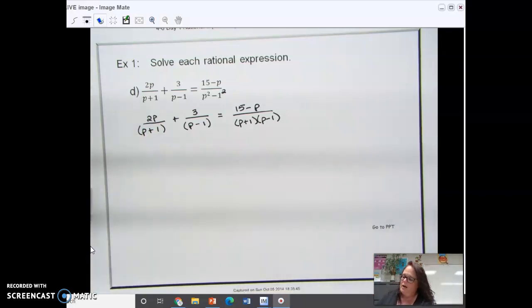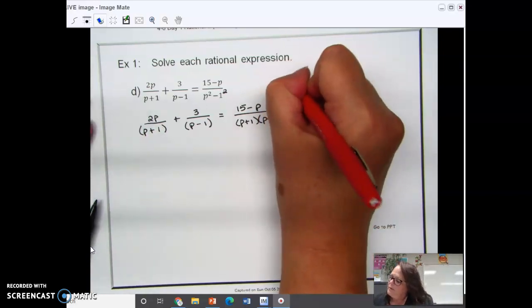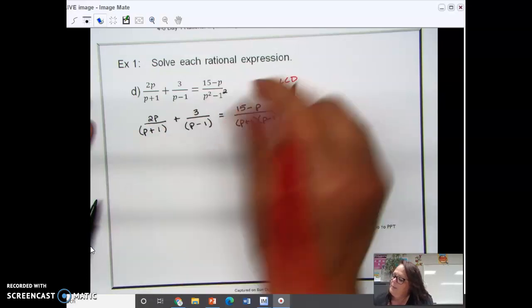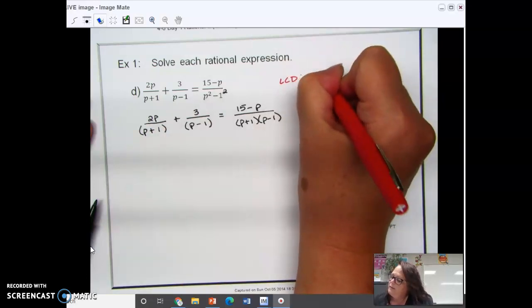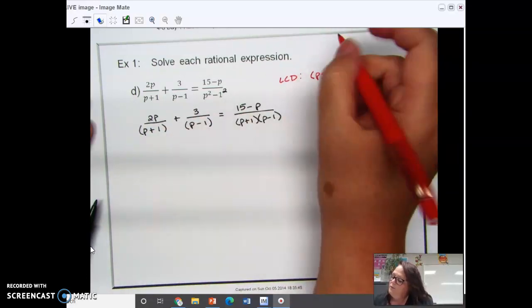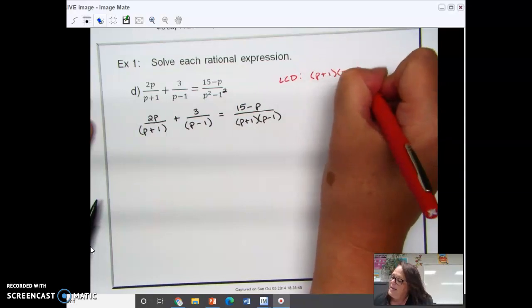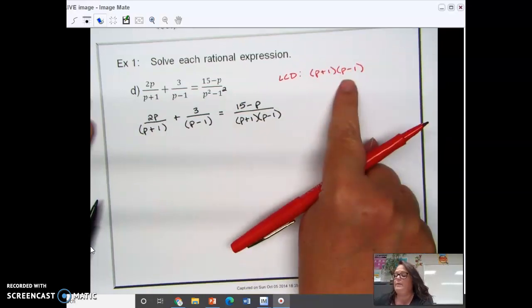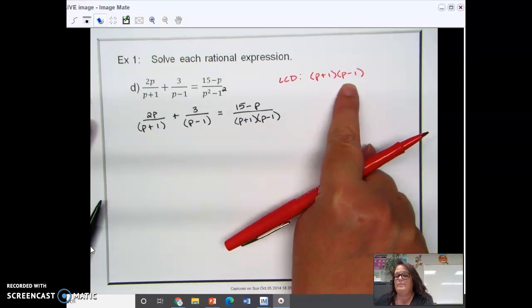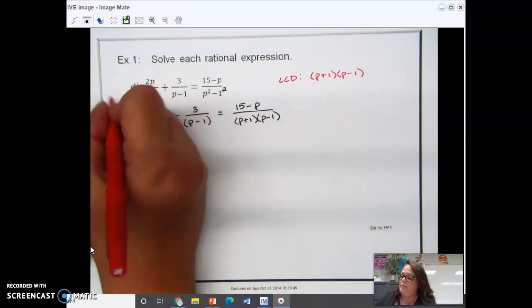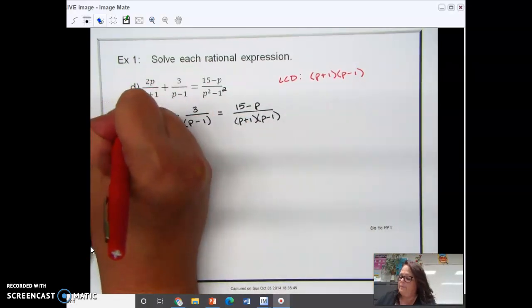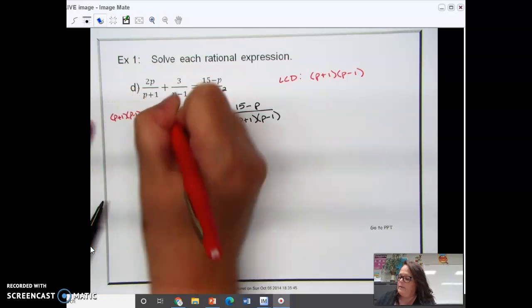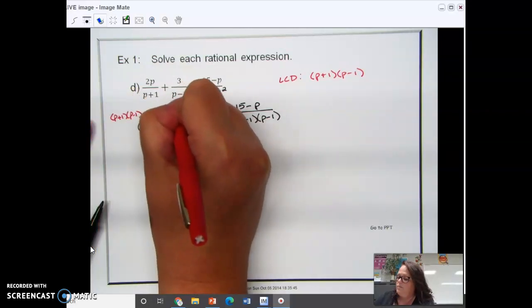So when I start talking about my least common denominator, I need a p plus 1 factor for the first one. I need a p minus 1 factor for the second one. And I need both for the third one, but I already have both in that least common denominator. So this is what I'm going to multiply by when I start to try to get rid of my fractions.